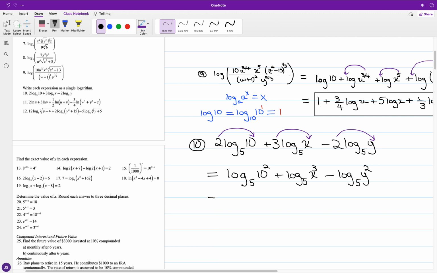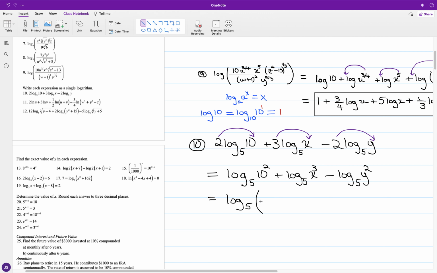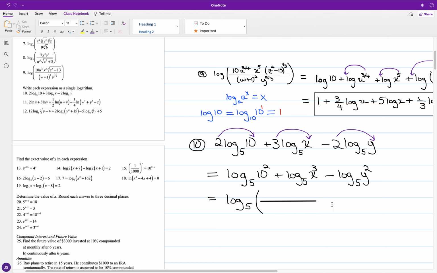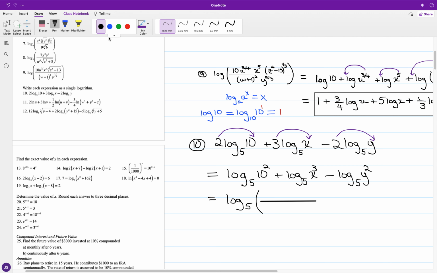Now we have 2 positive base 5 logarithmic terms and 1 that is negative. Anything that is attached to positive logarithmic terms will be at the top, and anything attached to negative logarithmic terms is going to be situated at the bottom. So 10 squared comes from a positive, so that goes to the top. Likewise, we have x cubed, which goes to the top. And y squared comes from a negative, so y squared goes on the bottom.